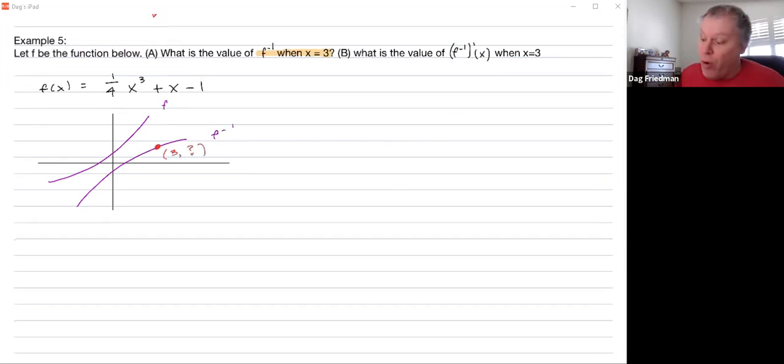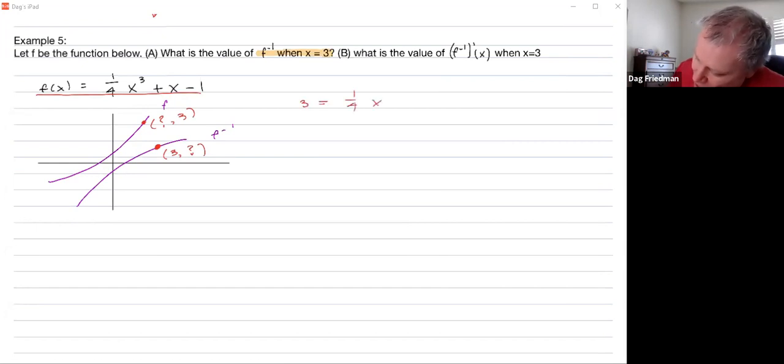We don't know what the output is, which means, I think you guys would agree, the original function is going to pass through something, but its output is going to be 3. This, of course, is the original function. So what do we do? Well, we know the output is 3, so I'm going to set the function equal to 3. And then I am going to solve.